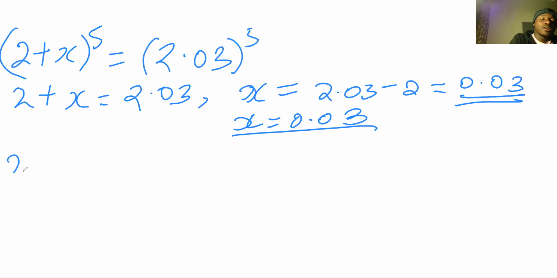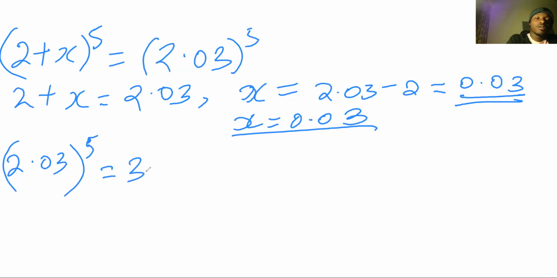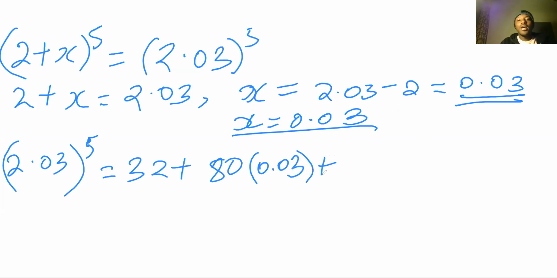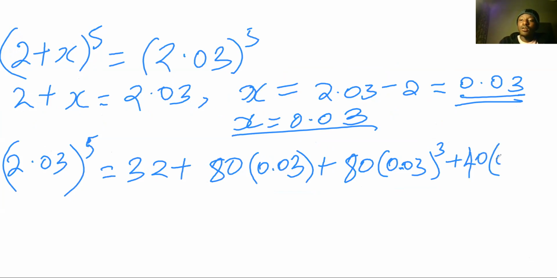So we say, therefore, 2.03 to power 5 will be 32 plus 80x, our x is 0.03, plus 80x squared, x squared is 0.03 squared, plus 40x cubed, 0.03 cubed, then plus dot dot. So what is your approximate answer?